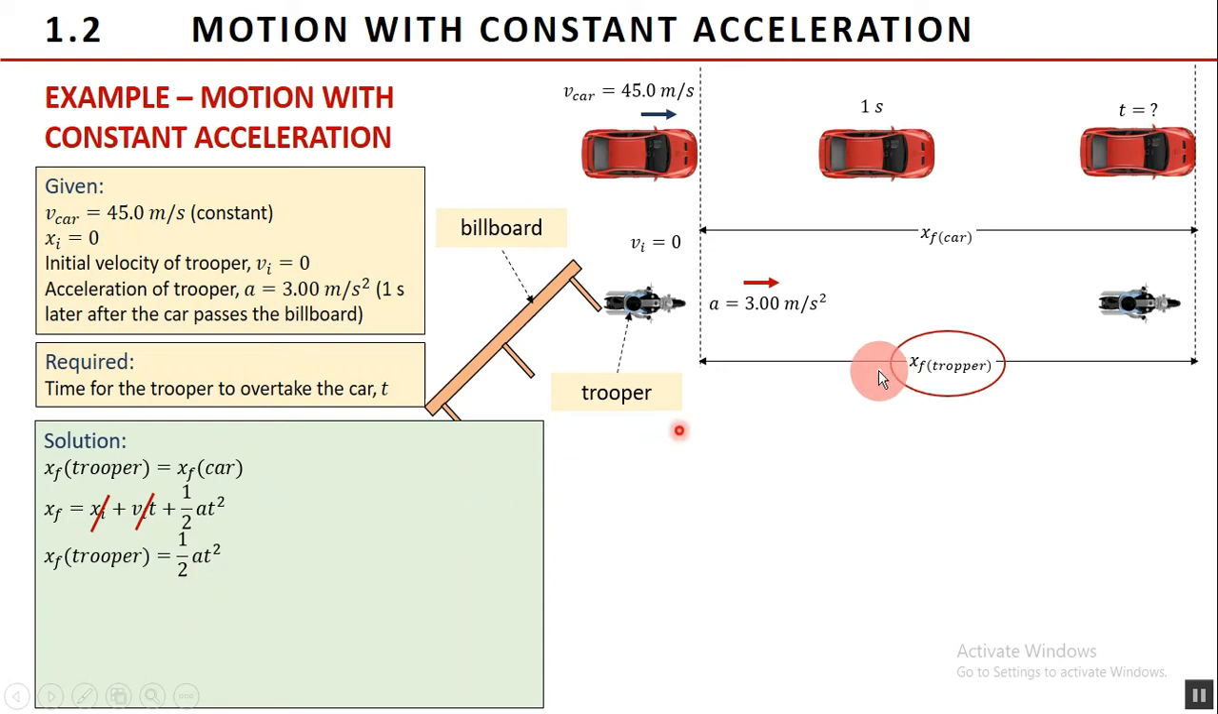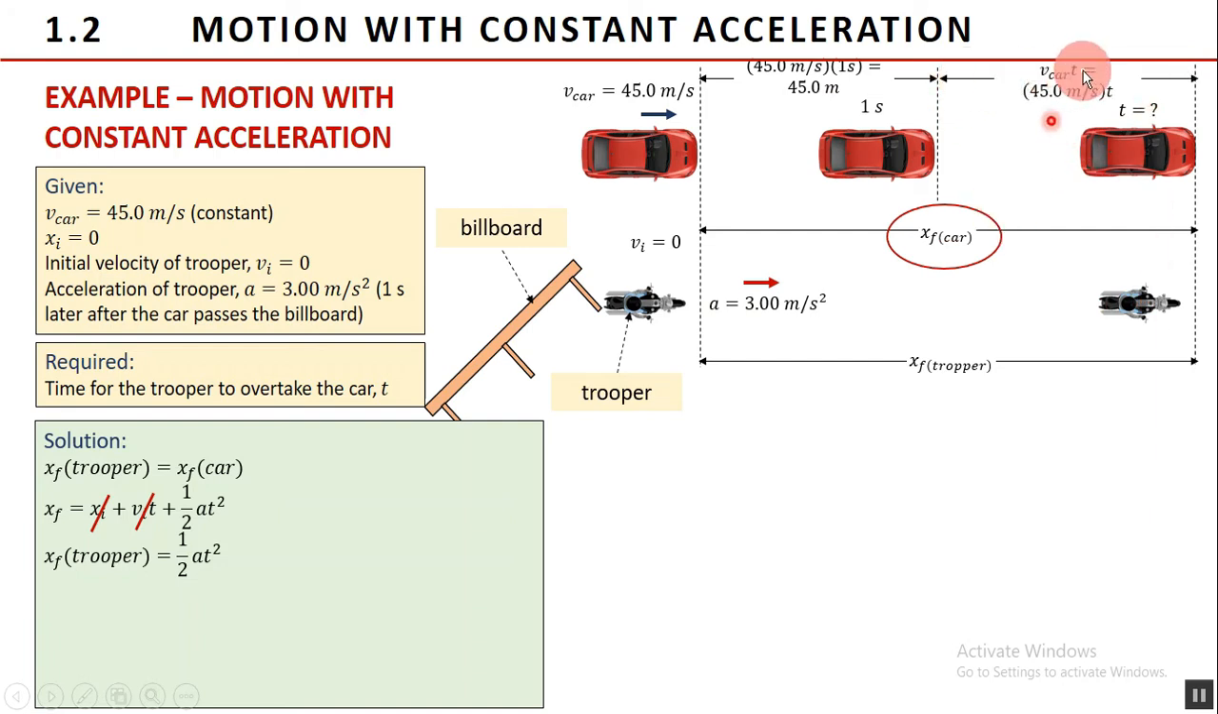Since the trooper starts moving 1 second after the car passes the billboard, the car has already traveled 45 meters per second times 1 second, that is 45 meters. Afterwards the trooper starts to move and will overtake the car at a later time t. So there is an additional length of 45 meters per second times this later time t traveled by the car before being overtaken by the trooper. With these, the final position of the car x sub f is 45 plus 45 t.